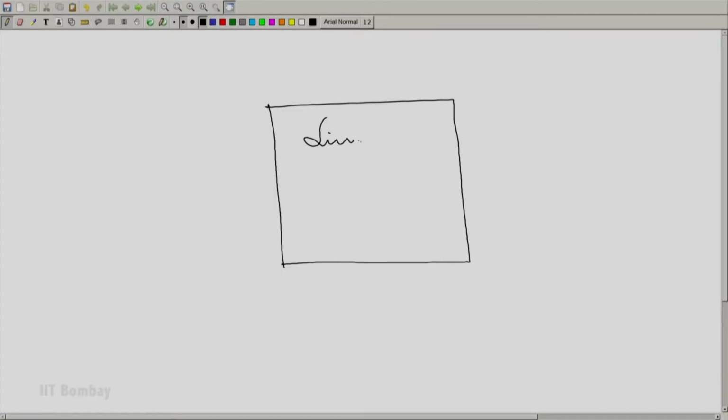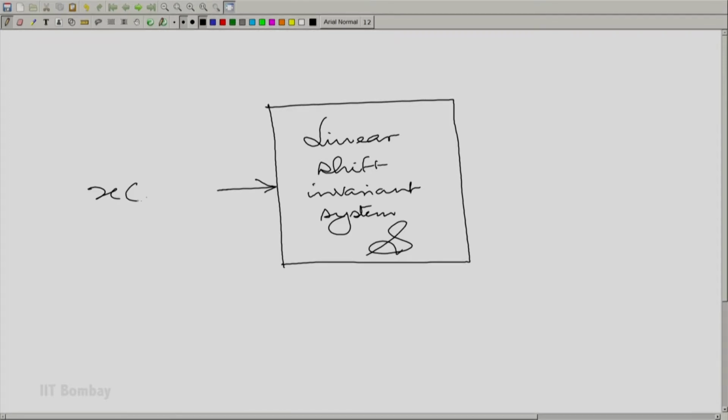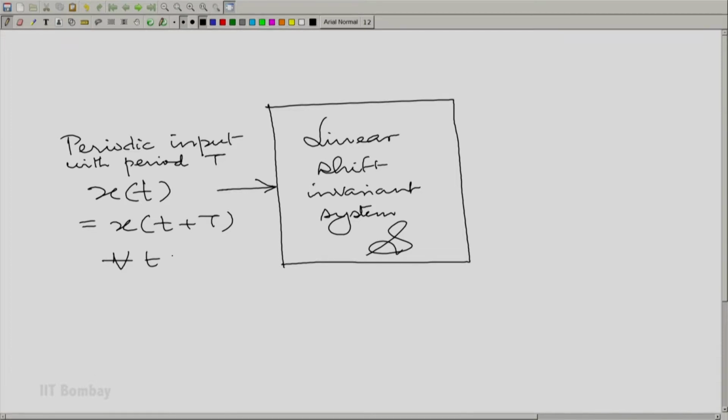We had seen a few points about the Fourier series decomposition in the previous session. In this session, we are going to do a generalization. So now I take the following situation. I have a general linear shift invariant system. Let's call it script S, to which I give a periodic input x(t) with period T.